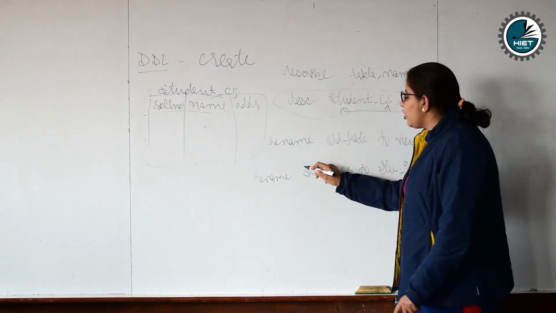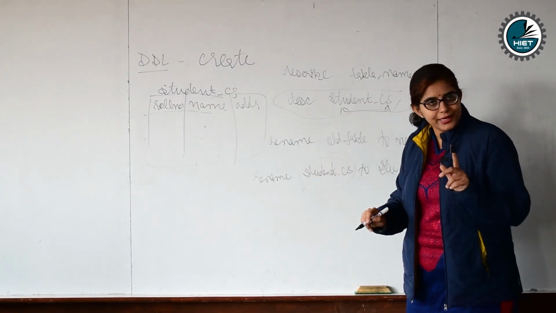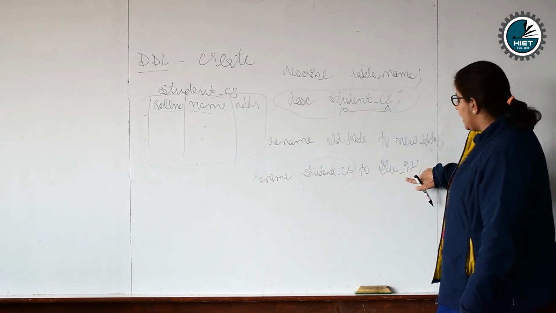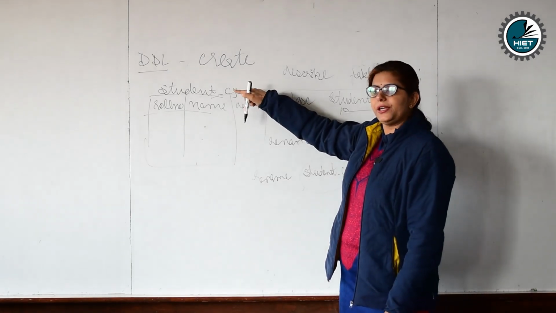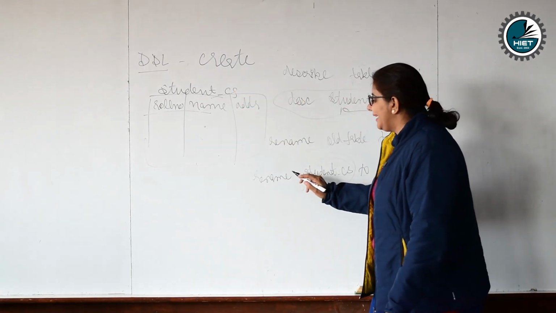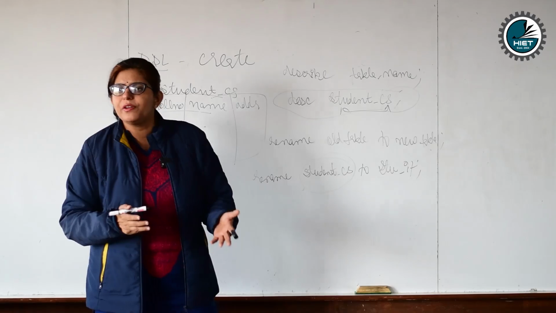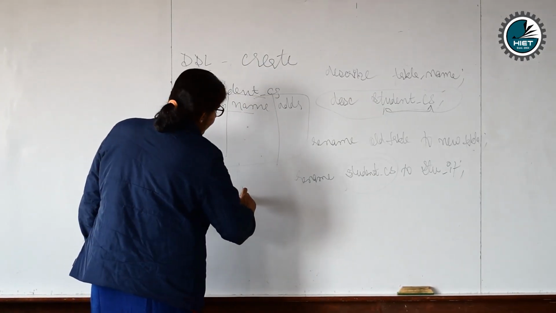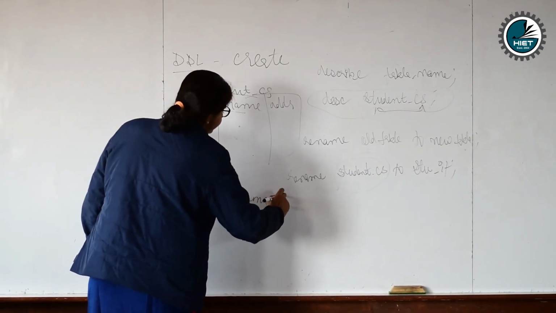Now this table will not exist in the database. The reason is this table is changed into student underscore IT. Now the name of the table is student underscore IT. So with the help of the rename command, we just change the name of the table. Okay.